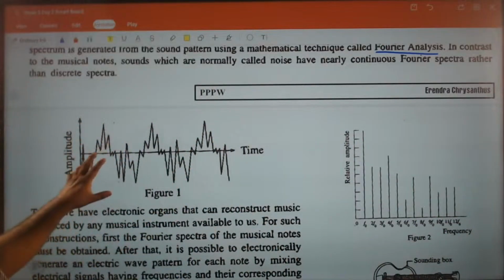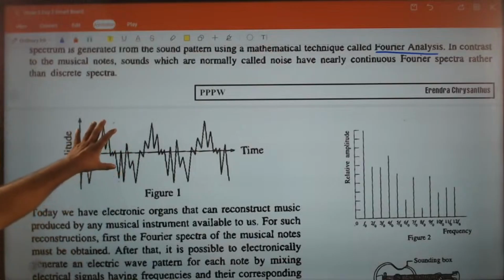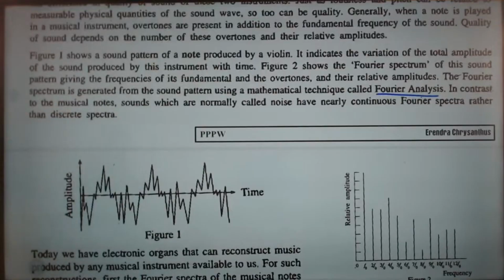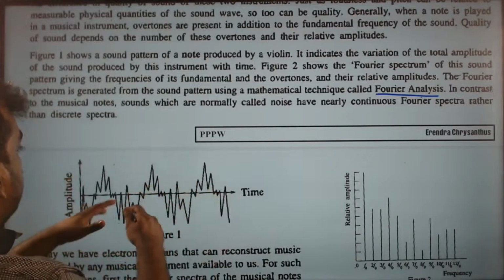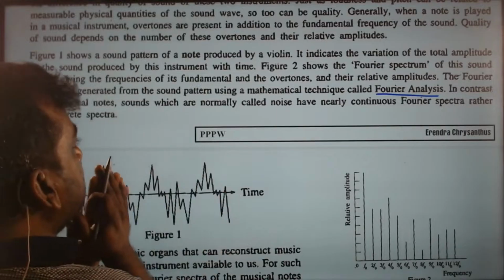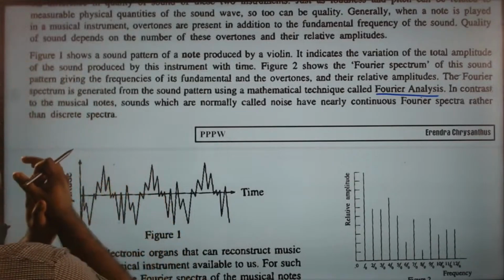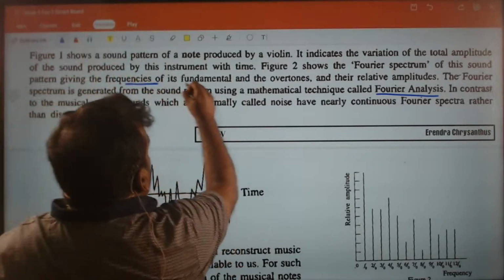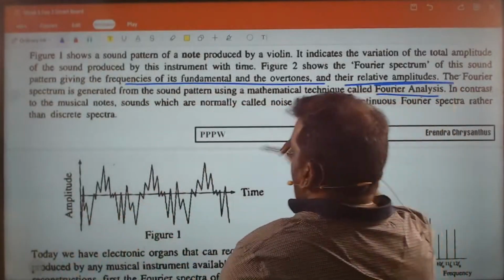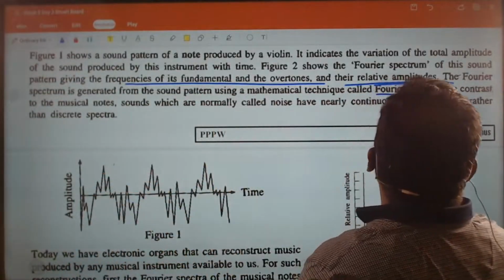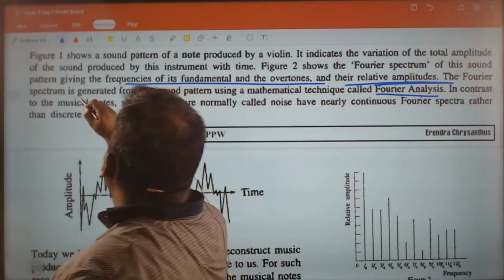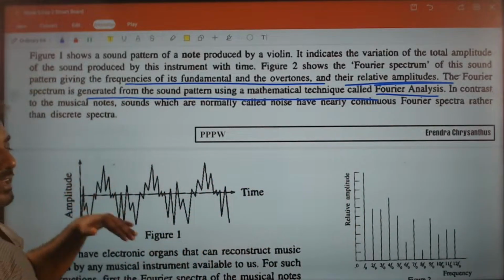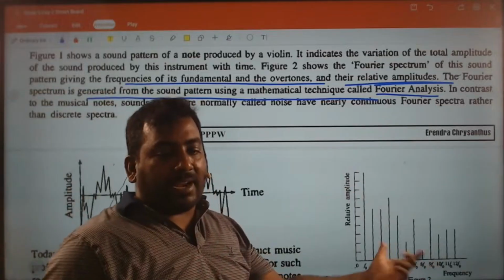What they have done is, look at this amplitude, different amplitudes at different times. The Fourier spectrum of this pattern gives the frequencies of its fundamental and its overtones, and their relative amplitudes. The Fourier spectrum is generated from the sound pattern using a mathematical technique called Fourier analysis. You can convert this wave into a signal pattern like this, ones and zeros.